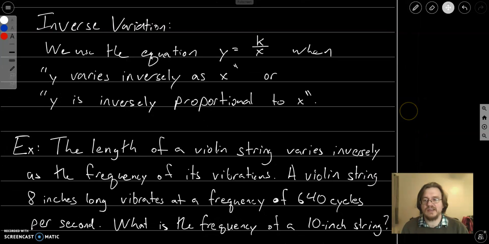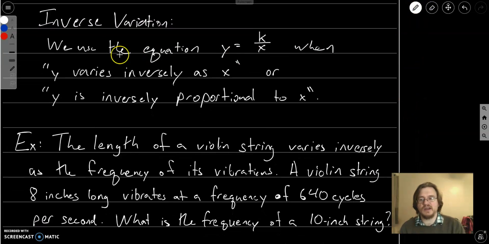So now let's look at inverse variation as opposed to direct variation. So the inverse variation, this is when one variable will be getting bigger, the other one will be getting smaller. They'll be being pulled in opposite directions. So here's the equation that we'll use for this.